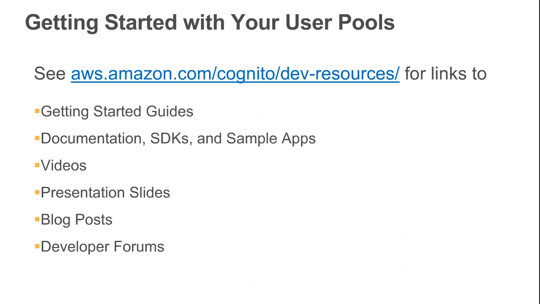So here's a slide with some resources to help you get started. There's a link there at the top, and you can find this from our Cognito homepage as well, the developer resources link. There you can find getting started guides, documentation, links to SDKs, some sample apps. We've also got videos, presentation slides from those videos. We've got blog posts that go into greater detail for a number of the detailed topics. And there are also developer forums where you can ask your questions and have either the community or someone from the Cognito team give you some answers.